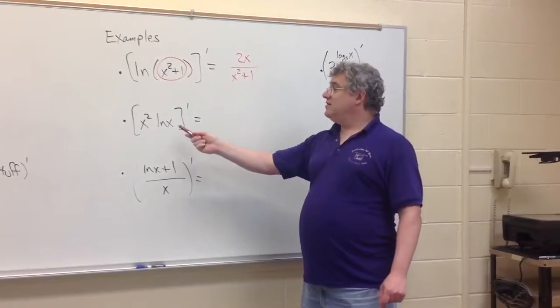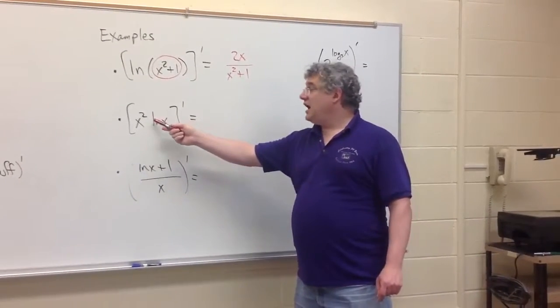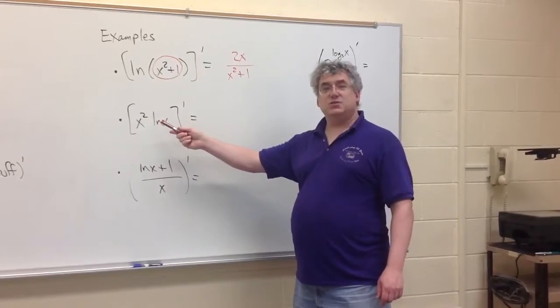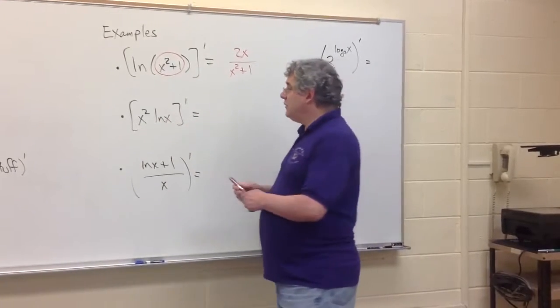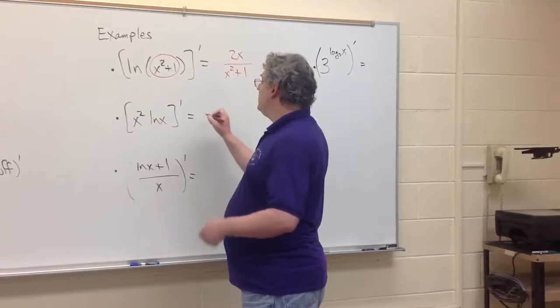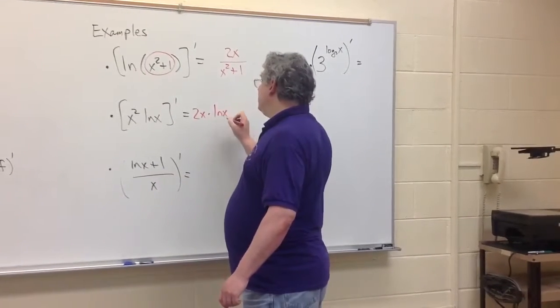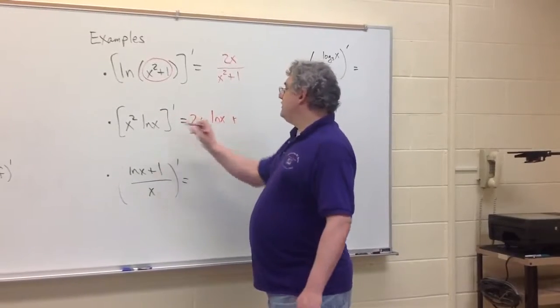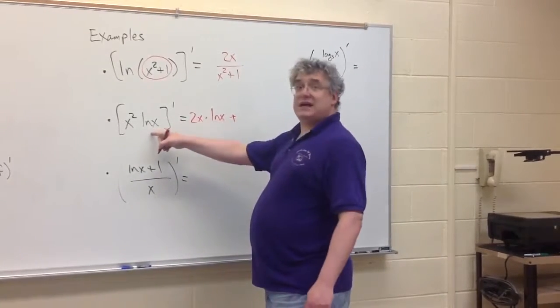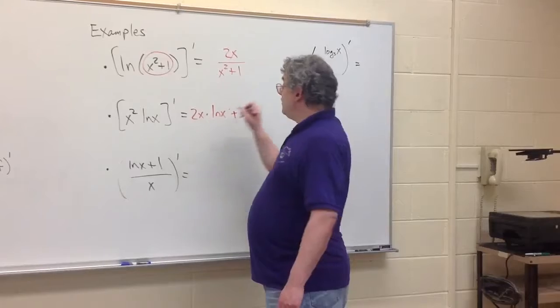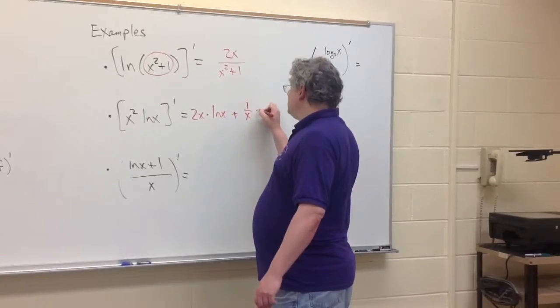How about this one? This is x squared times ln x. The times means we use a product rule. Product rule: the derivative of x squared times the second thing, which is ln x, plus the derivative of ln x, which we know is 1 over x, times x squared.